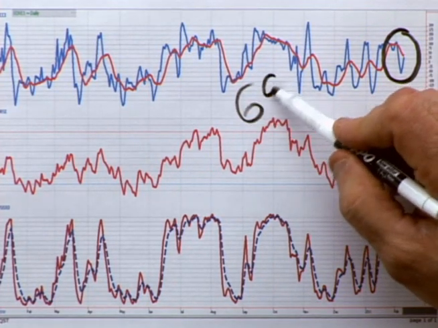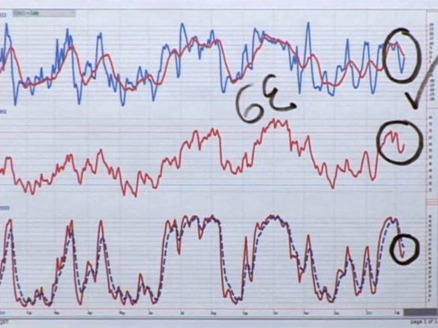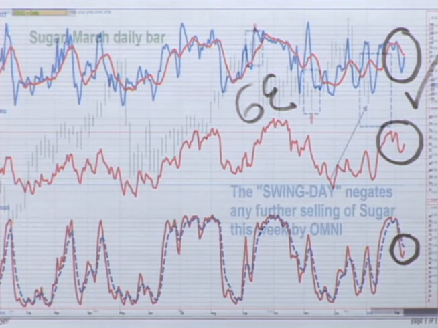All of this is in the 6E, or the euro. Technical indicators very bullish. Continuation pattern looking bullish. Euro should have an up day on Thursday. Let's look at another chart.